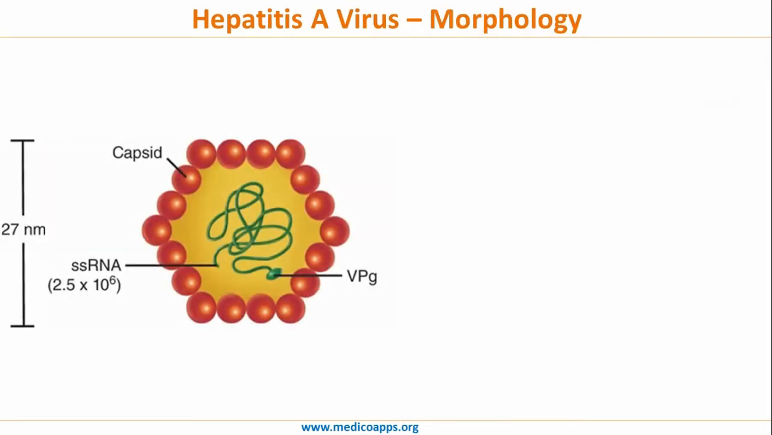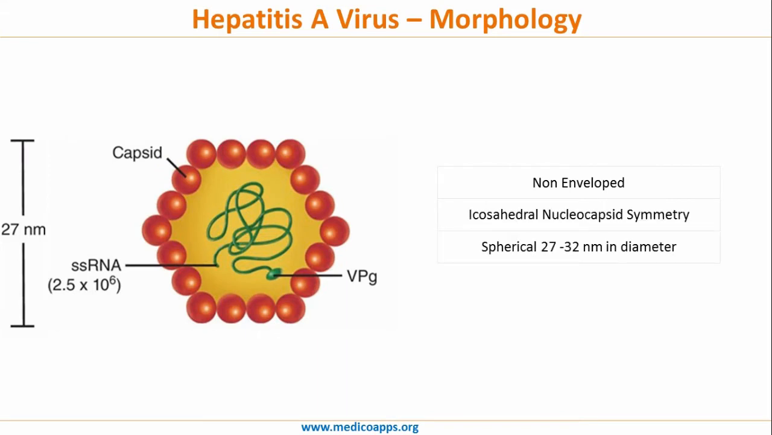The morphology, if we see, it's a non-enveloped icosahedral symmetry with a spherical shape of 27 to 32 nanometers in diameter. The genetic material is linear, positive sense, single-stranded RNA.